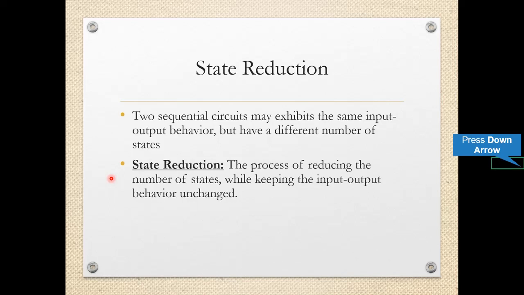Thus, state reduction is the process of reducing the number of states while keeping the input-output behavior unchanged. So, the circuit operation should not change while reducing the number of states. We have to only remove the states which will not affect the operation of the circuit. That results in a smaller number of flip-flops, because we know the relation between the number of states and the number of flip-flops required. That is again 2 raised to n is equal to the number of states, where n is the number of flip-flops. So if the number of states is reduced, the number of flip-flops required will also be reduced.